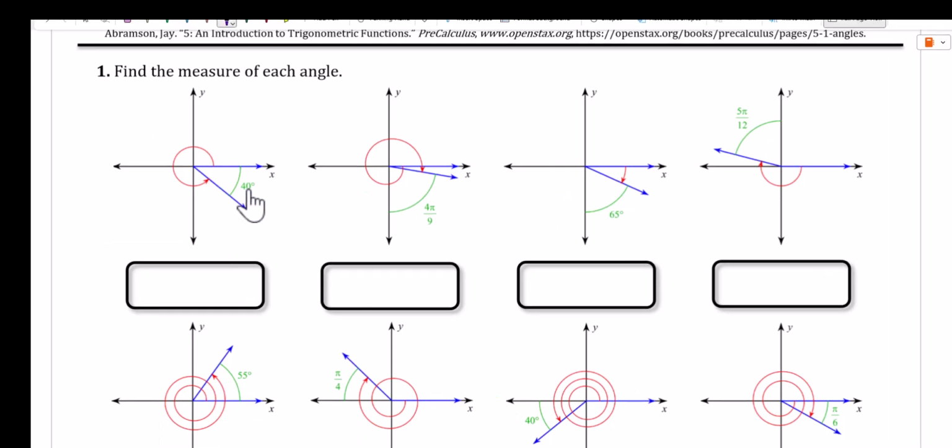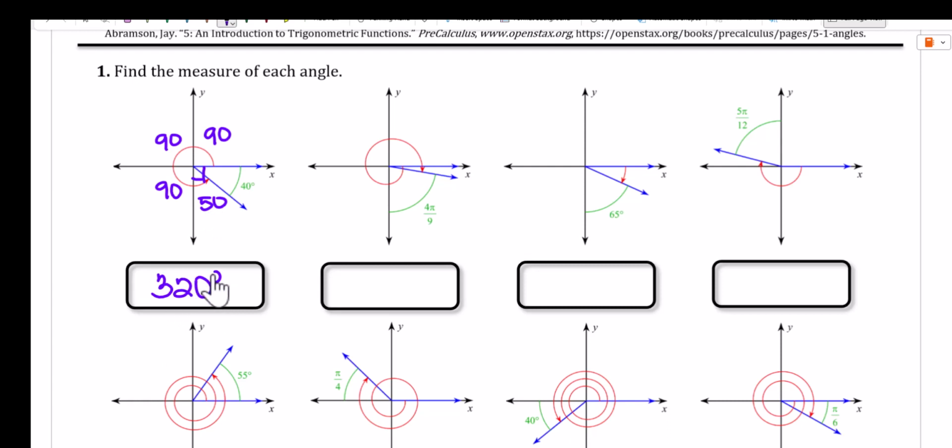If this is 40 and this comes all the way around, I know that this is 90, here's 90 again, here's 90 again, and this whole thing is 90 degrees. Well, they've taken away 40 of those 90 degrees, so that means this has to be 50. So all I really have to do is add up these angles. 90 plus 90 plus 90, that's 270, and then 270 plus 50 is going to be 320 degrees.